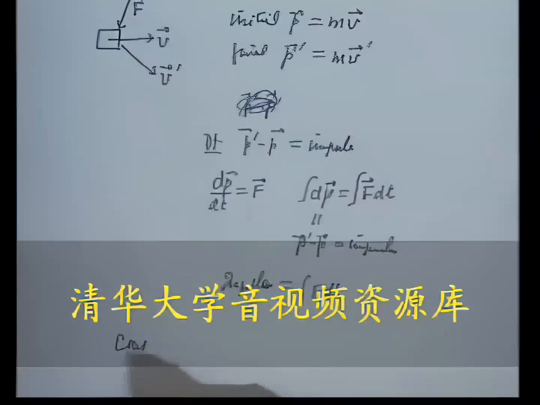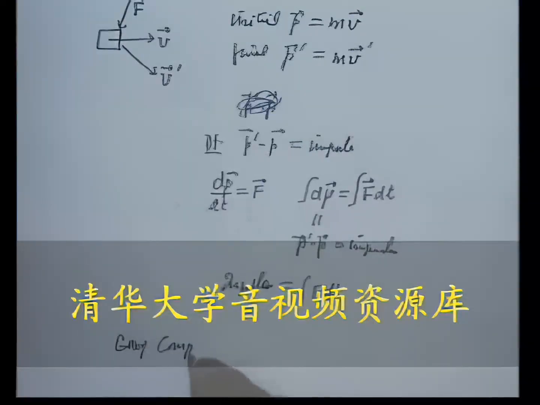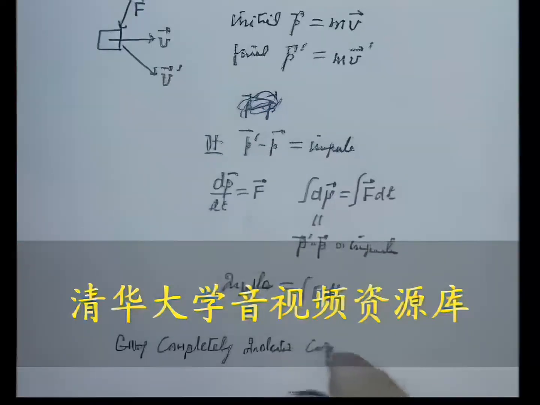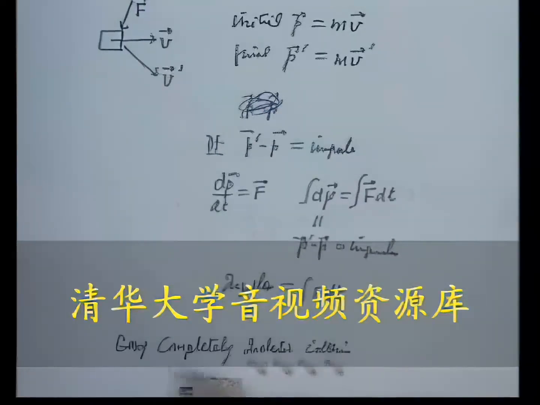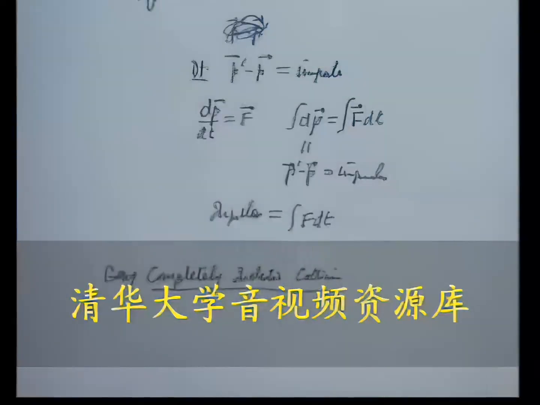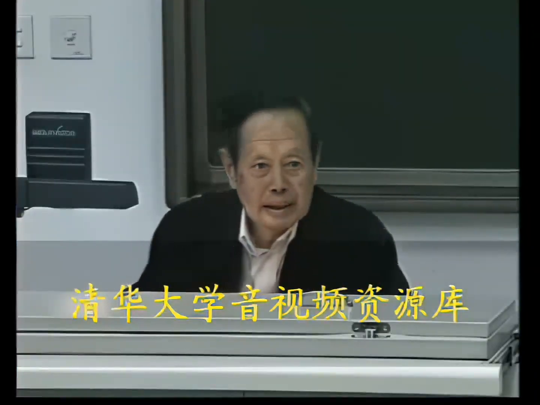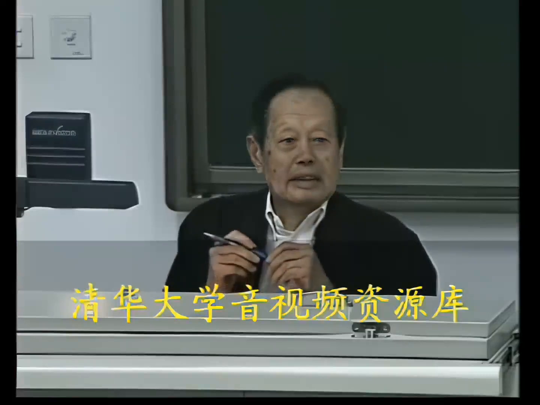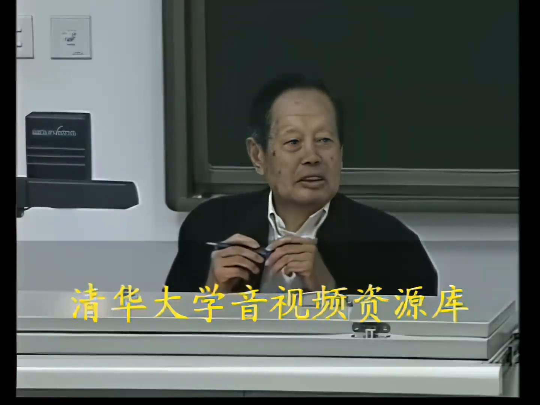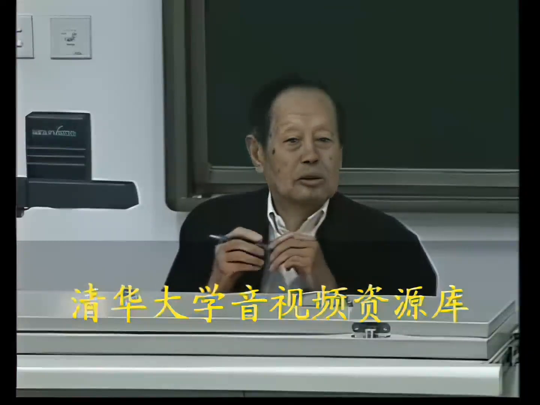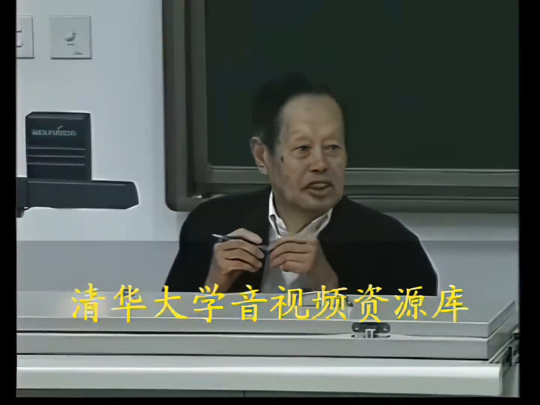Completely inelastic collision. In a completely inelastic collision, the two bodies got stuck together. But Newton's law still holds, so the total momentum is not changed.